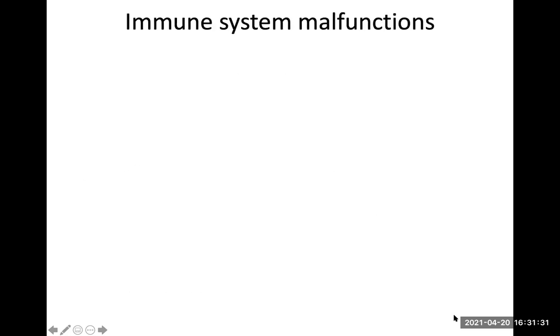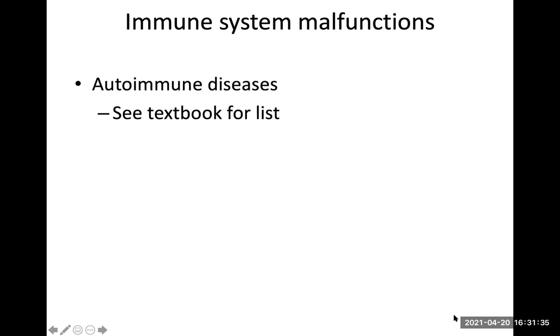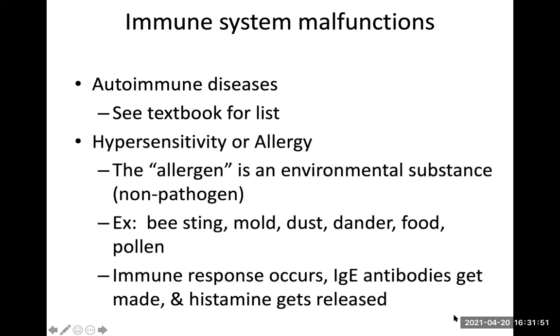The immune system malfunctions when it attacks itself. You have autoimmune diseases. I talked briefly about diabetes type 1. If you're interested in learning about autoimmune disease, look at chapter 19. Your textbook talks about some of the more common autoimmune diseases.